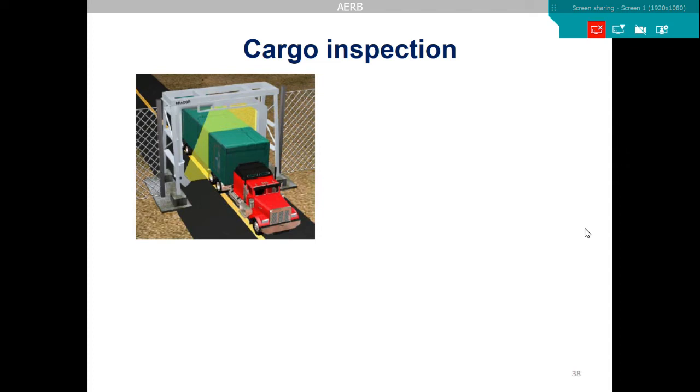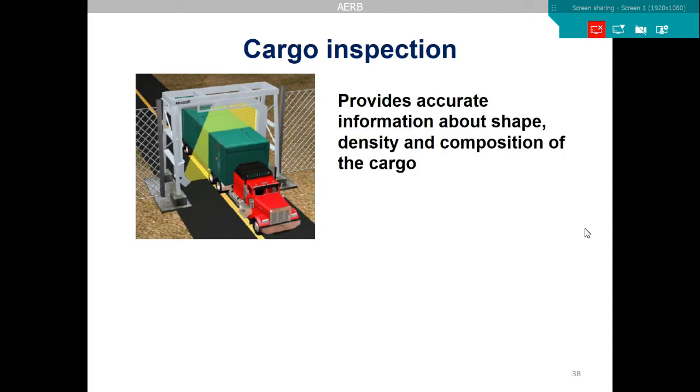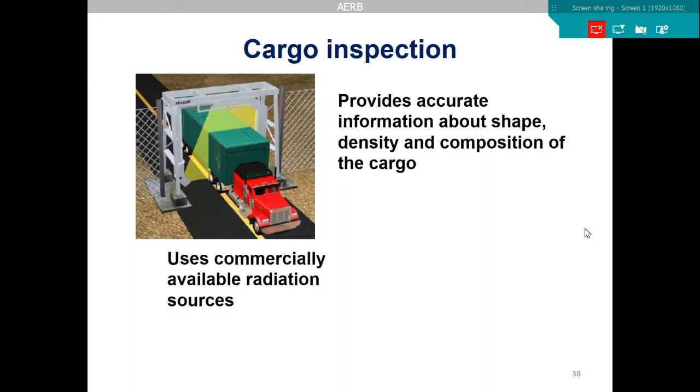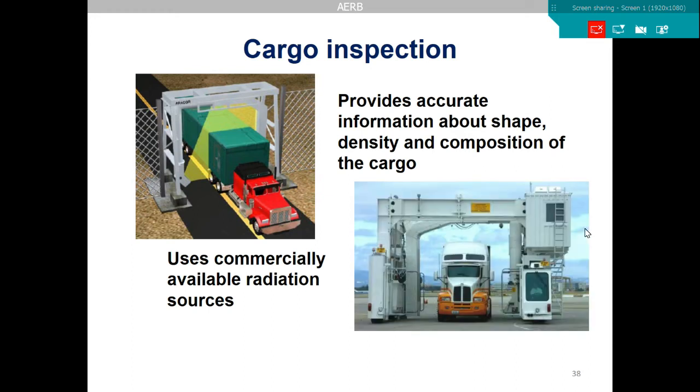Now there is an X-ray machine on one side, there is a detector on the other side, and with this detector there is a monitor. That monitor tells you what exactly is contained within these container boxes. They can give you a lot of information about the shape of the content, density of the content, and even the composition of the content within these boxes. So this arrangement makes use of commercially available radiation sources like high energy X-ray sources. In some cases, even radioactive sources can be used.